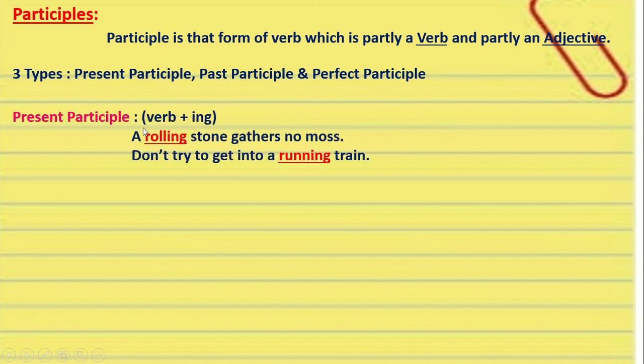What is present participle? Present participle is verb plus ing. Actually, this verb plus ing form is used in the continuous tense. But when this form is used as an adjective, when it modifies a noun, that time we call it pre-modifier. Look at the example. A rolling stone gathers no moss. Don't try to get into a running train. These underlined words modify the noun.